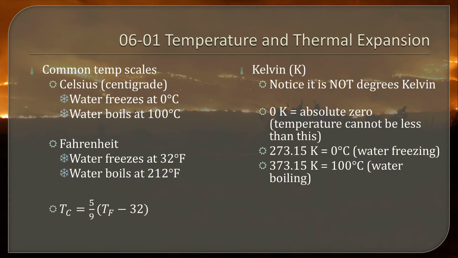So the width of a scale in Kelvin, width of 1 Kelvin, is the same as 1 degree Celsius. But Kelvin is adjusted to start at 0 at absolute zero. No temperature can get less than absolute zero. So to convert, your temperature in Kelvin is your temperature in Celsius plus 273.15.